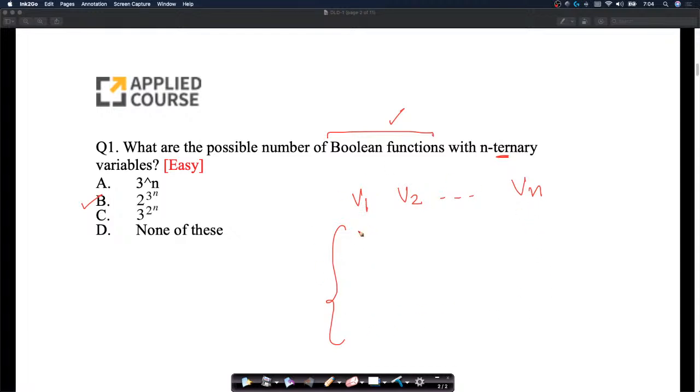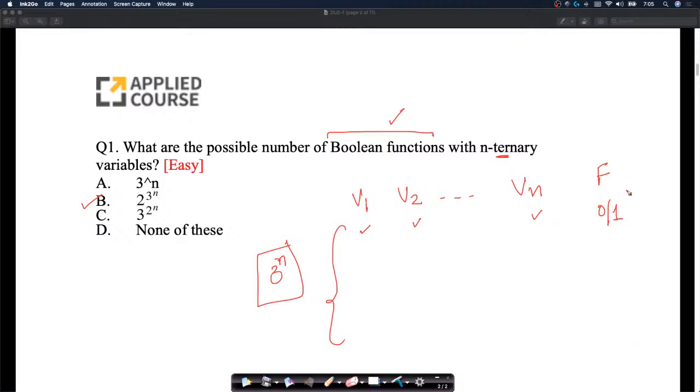Right? So this can take 3 values, this can take 3 values, this can take 3 values. So if you try to think of it in terms of min terms, you will have 3 power n min terms. And your function, the Boolean function that you have, can only take 0 or 1 value.